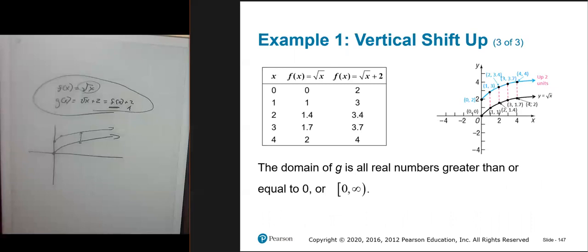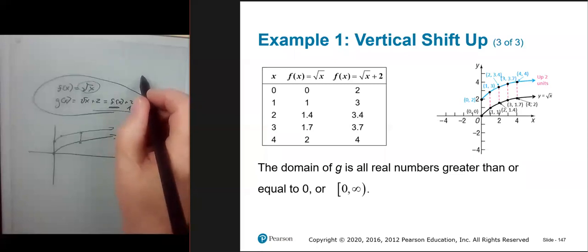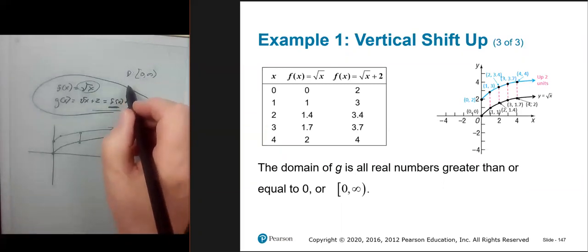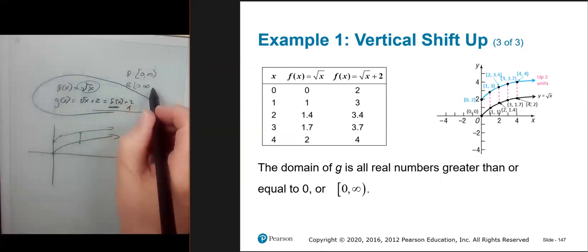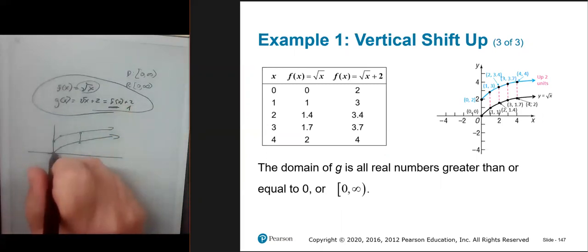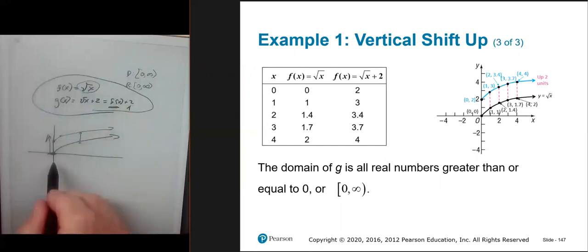Okay. The domain didn't change. The domain of F goes from 0 to infinity. So this is the domain of F, and the range of F is the same thing, 0 to infinity, right? Because the smallest y value is 0, and it goes up, the y values are increasing. And so the x values do the same thing.